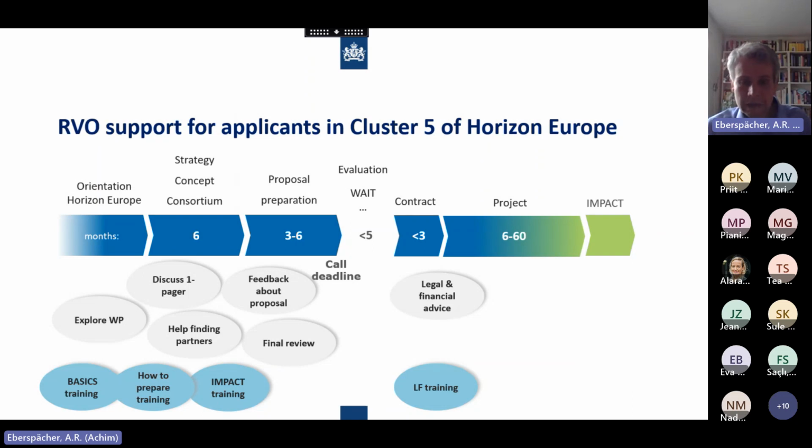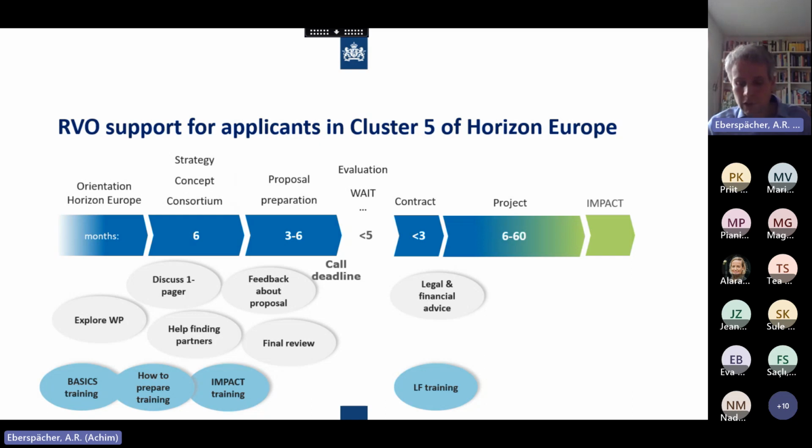How can we do that? We are relatively comfortable in capacity. We are 4 persons for cluster 5, for a country which has a lot fewer inhabitants than the UK. So we can afford to do this intense support. And what exists also, that's down there, also these trainings, basics training, how to prepare impact and stuff like that.